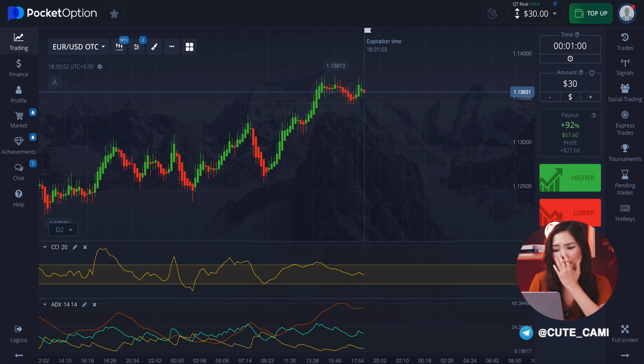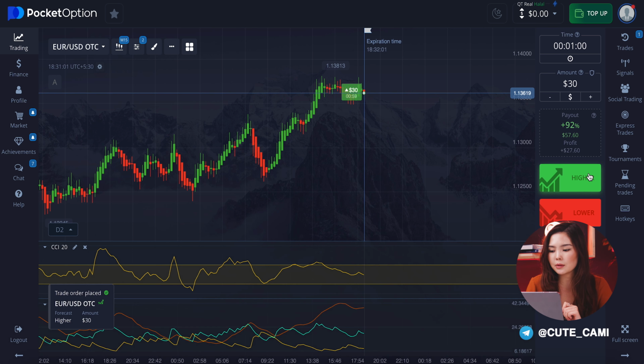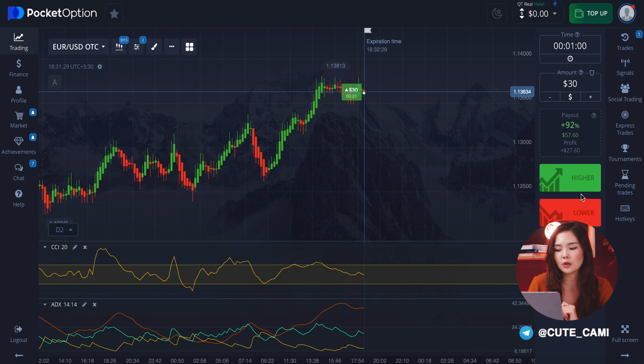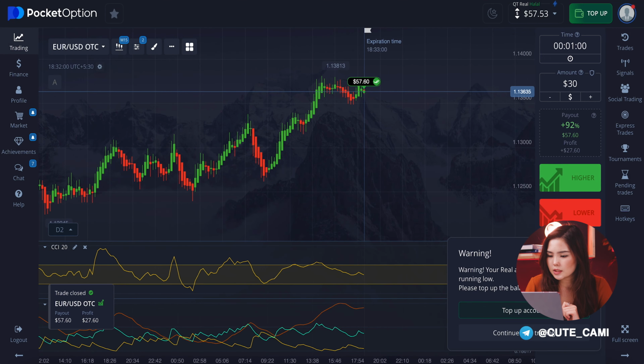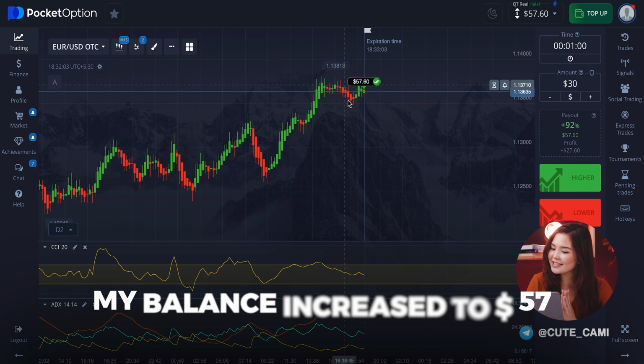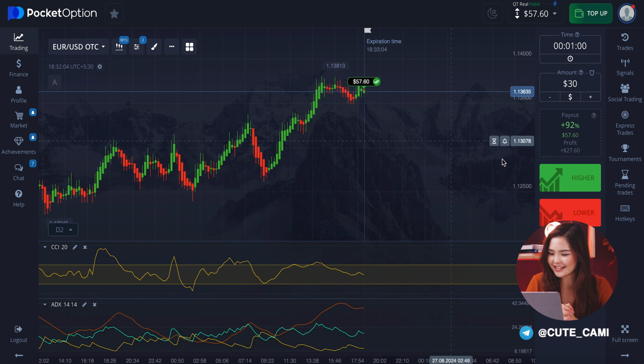Today I will start with a small and affordable amount of $30. And now we go to the chart and see a small bearish candle and the beginning of a reversal of the chart to increase. The rollback of the chart begins, so I open a deal to increase. The deal was completed and my balance increased to $57.